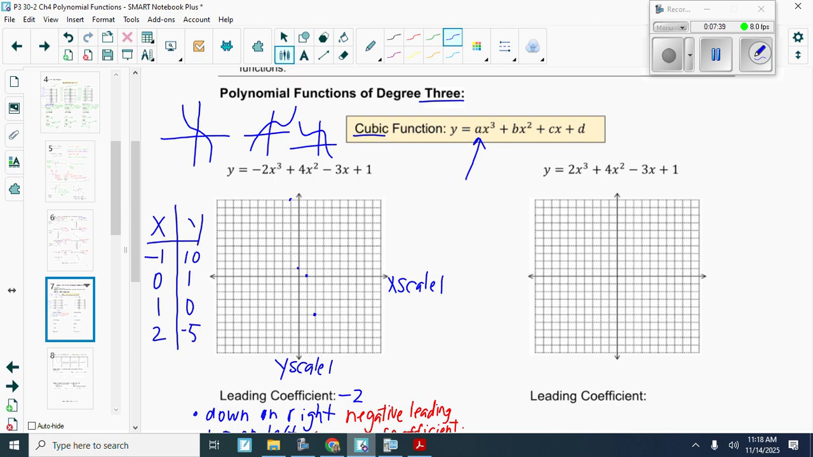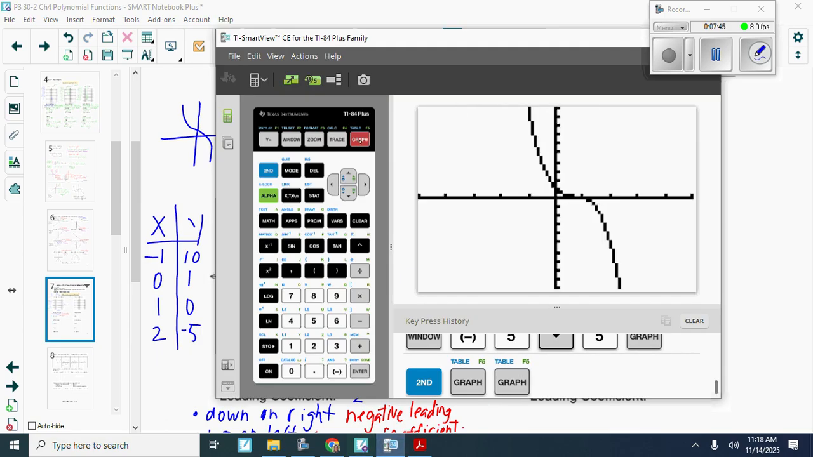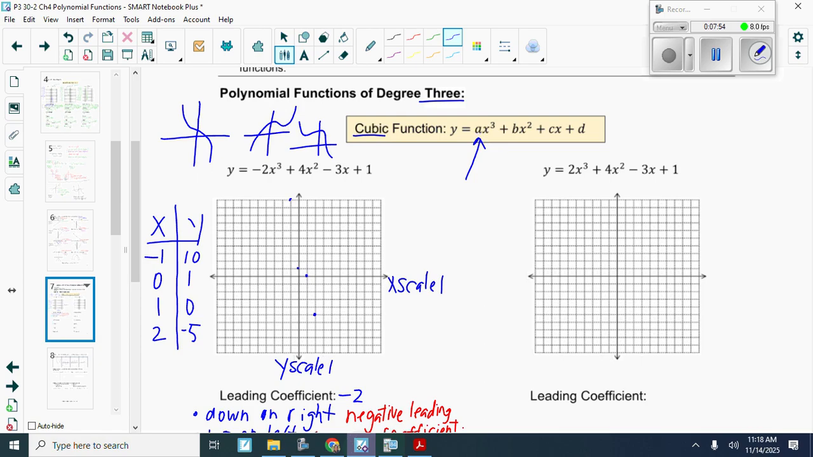Right? So from here, and you're looking at your graph for reference, you know that it's going to go through 0, 1, and then it's going to have a little bit of what's called a point of inflection. So it looks like this, it's coming down. This is an example of a point of inflection.